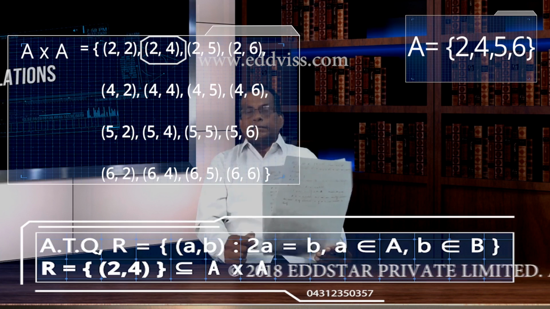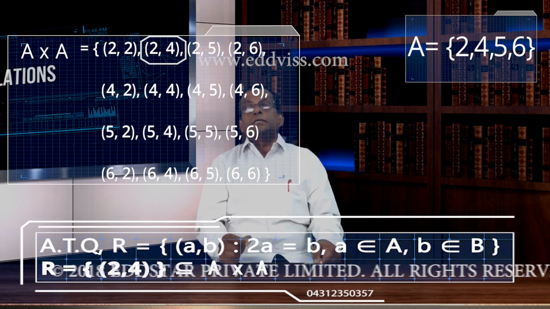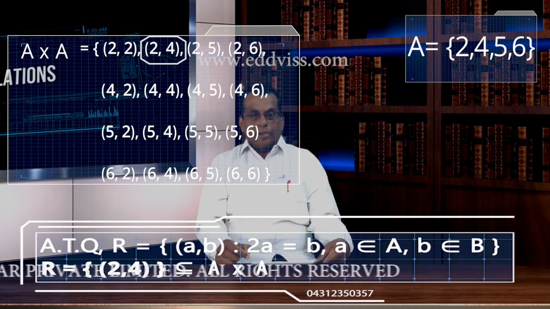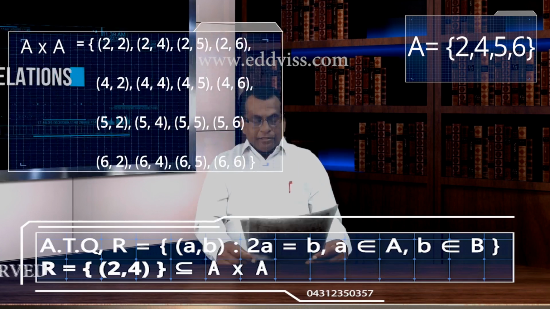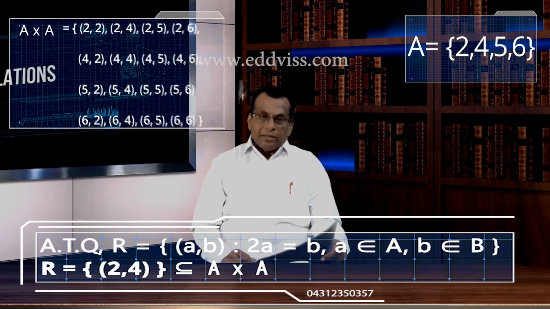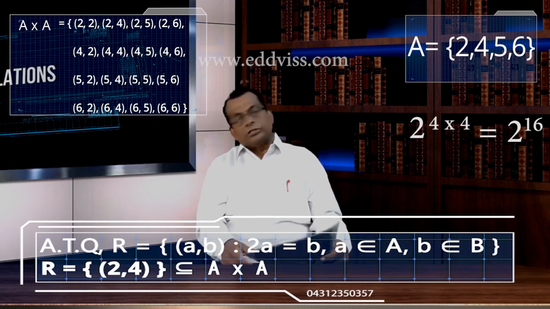And that's a singleton set. एक ही मेंबर है, so it's a singleton set, and it belongs to A cross A. That means it's a subset, so it's a relation from set A to A. So इधर कितना है number of possible relations? 2 raised to 4 into 4, which is 2 raised to 16.